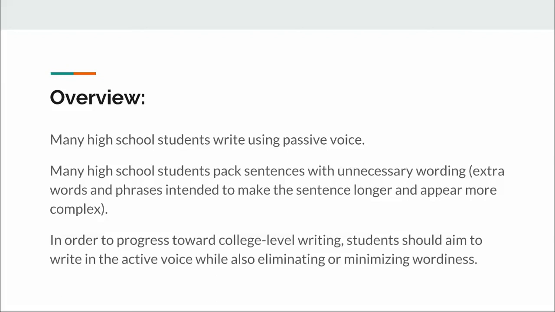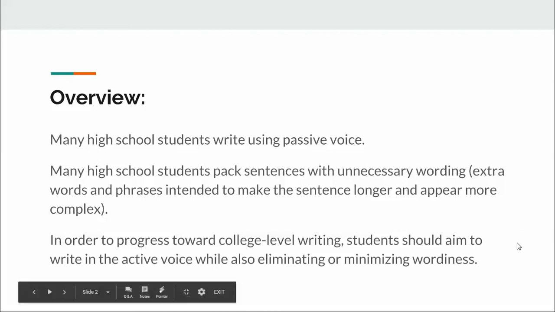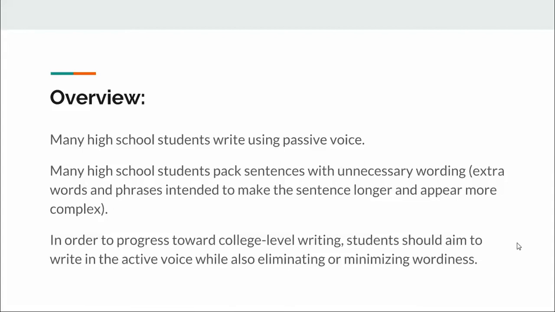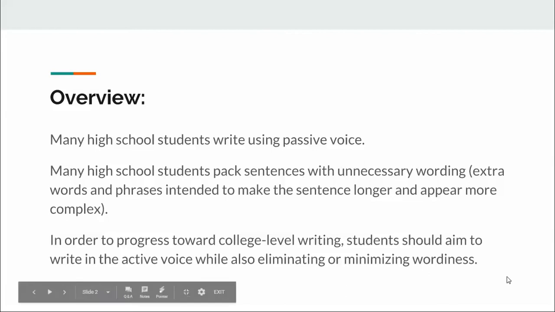So, the college level writing isn't defined by longer sentences. Sometimes you have more complex sentence structures, yes, but college level writing also has to make sense. You don't want it to be overly wordy. And there's this word we're going to talk about today called concision, being concise with our language. So in order to progress towards college level writing, students should aim to write in the active voice while also learning how to eliminate or minimize wordiness.